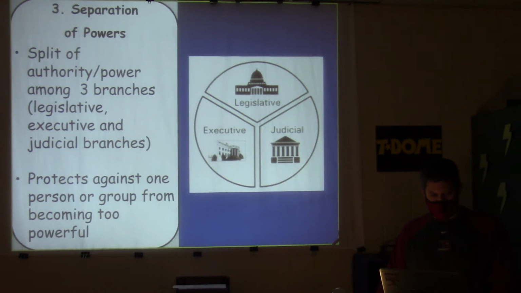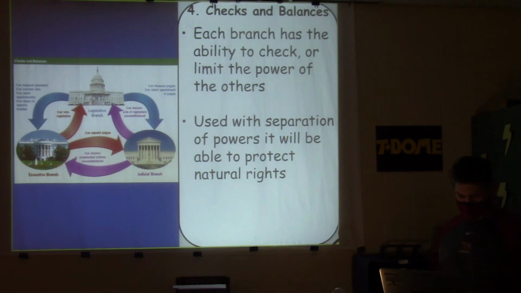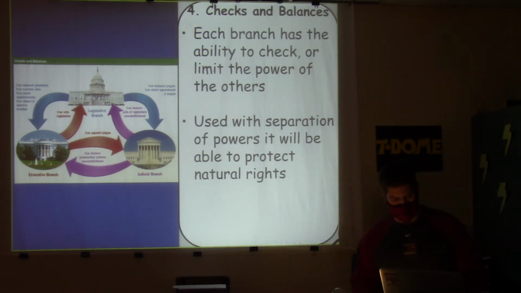Number 3, separation of powers. Again, we've talked about this already, but it's a split of authority and power among 3 branches: legislative, executive, and judicial. And this is for one reason only, and that is that nobody or no entity is super powerful in our government. So it protects against one person or group from becoming too powerful. Very simple. Number 4, checks and balances. Each branch has the ability to check or limit the power of the other branches. So this is, again, another thing that just doesn't allow one branch to get too powerful.